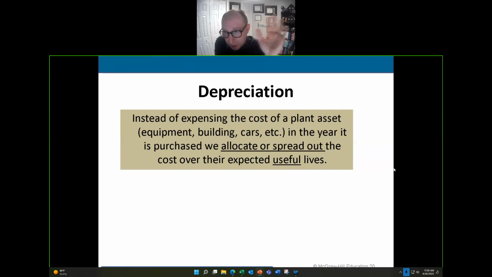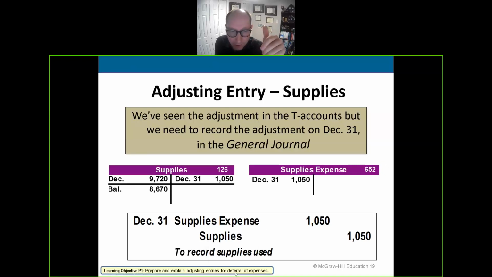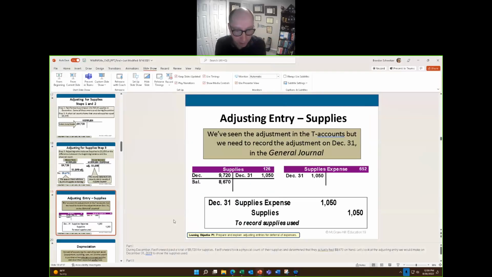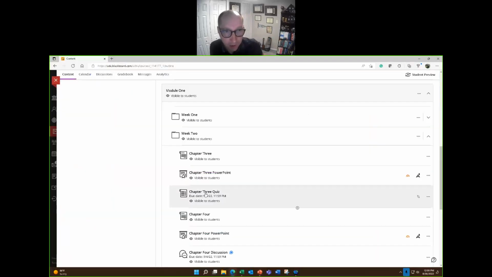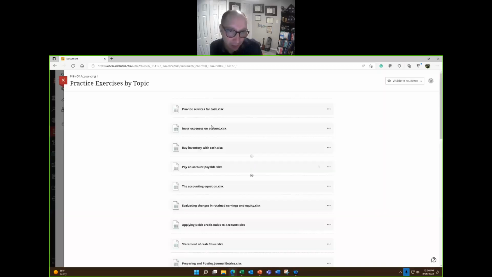Has everyone got a good understanding of adjusting entries so far? They require some practice, I know. In the classroom, there's an area, and I think I showed you this before last week. So right here in the classroom, it says practice exercises by topic. Click on that, and you'll probably see one for adjusting entries.